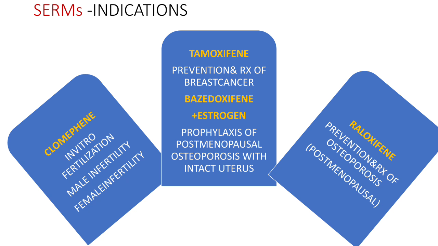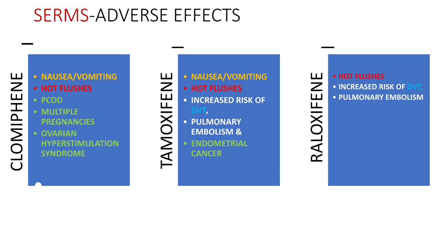Indications of SERMs. Clomiphene is used in in vitro fertilization, in male infertility and female infertility. Tamoxifen is used in prevention and treatment of breast cancer. Bazedoxifene is used along with estrogen in prophylaxis of postmenopausal osteoporosis with intact uterus, and raloxifene is used in prevention and treatment of osteoporosis in postmenopausal women.